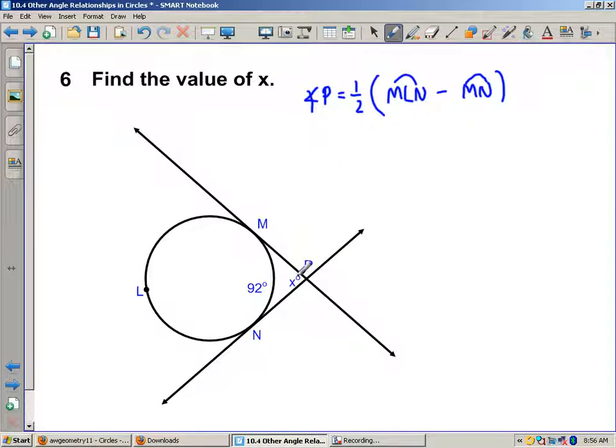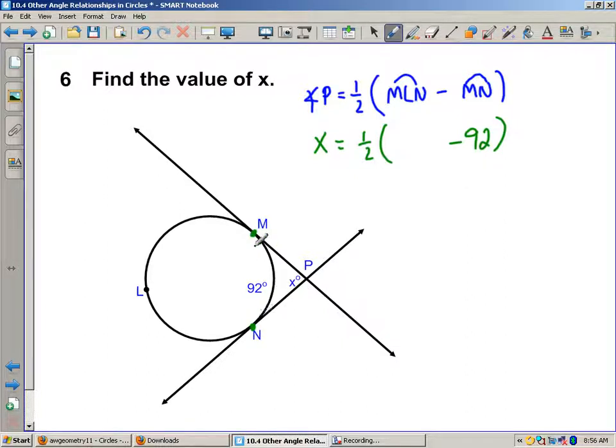I need the half of the bigger arc, which I don't know yet, so I'm going to skip that for a minute. And this arc is 92. Well, if you notice, from point M to point N is 92 degrees. That is really part of a whole circle.